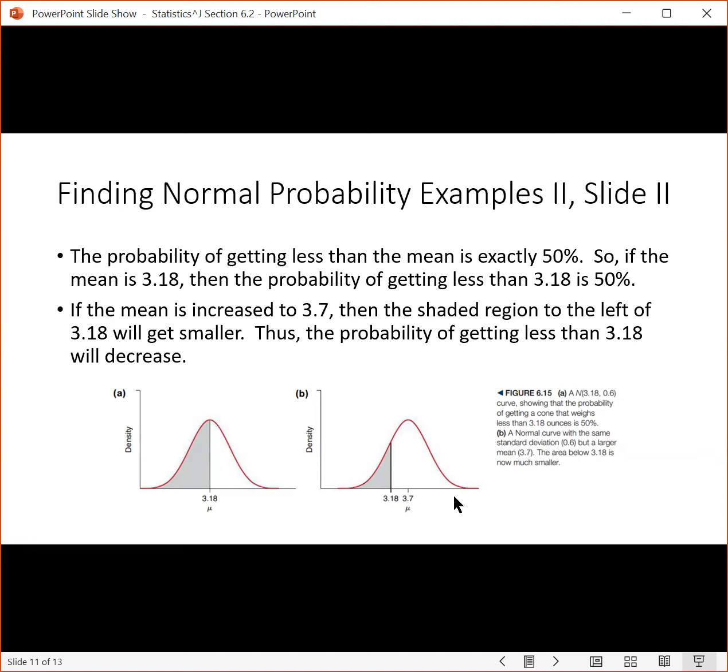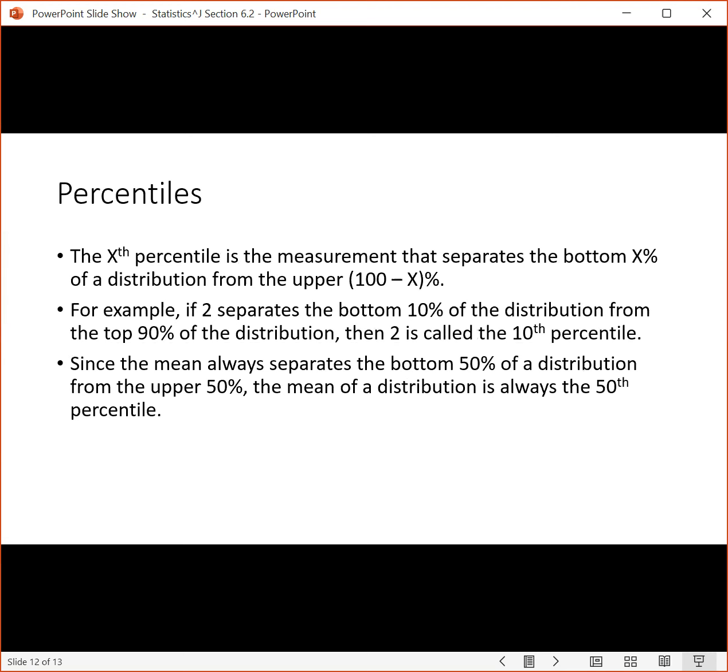And that does correspond to what you'd think logically, right? If you want to know the probability that you get cheated, that you get less than you're supposed to get when you order ice cream at McDonald's: if the machine is set to give you 3.18 ounces, sometimes you get cheated and get less, and sometimes you get more. Then if they change the machine to 3.7, the chances of you getting less than 3.18 are going to go down. So if the machine's set to give you more ice cream, then the probability that you get cheated and get less than you're supposed to is going to go down. That makes sense, right?